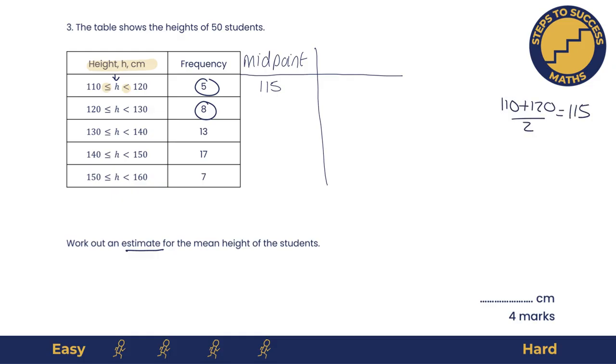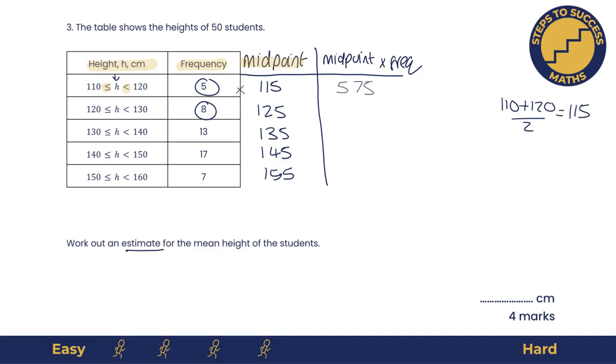Then the next midpoint is 125, 135, 145 and 155. And now we need another column, and this one is midpoint times frequency. So we're not going to use the height again, we're going to use our midpoint times our frequency. So we've got 5 times 115, which is 575.